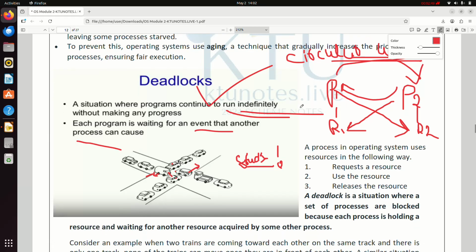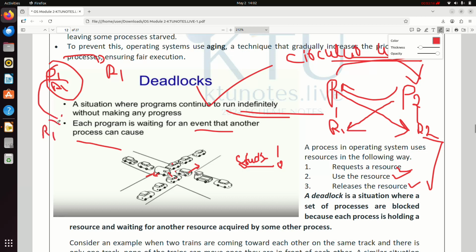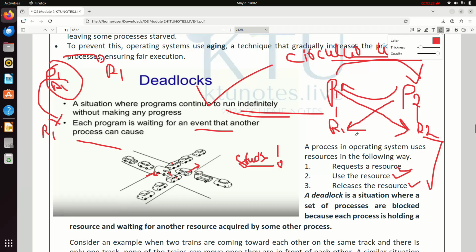So how can deadlock happen? Each process requests a resource, uses the resource, and releases the resource. So if P1 needs, let's say, resource R1, it will request this resource R1, use it, and finally release R1. That is how this happens. But here, let's say a process holds resource A and is waiting for resource B, and another process is holding resource B and is waiting for A. So a cycle is formed, and that is deadlock.